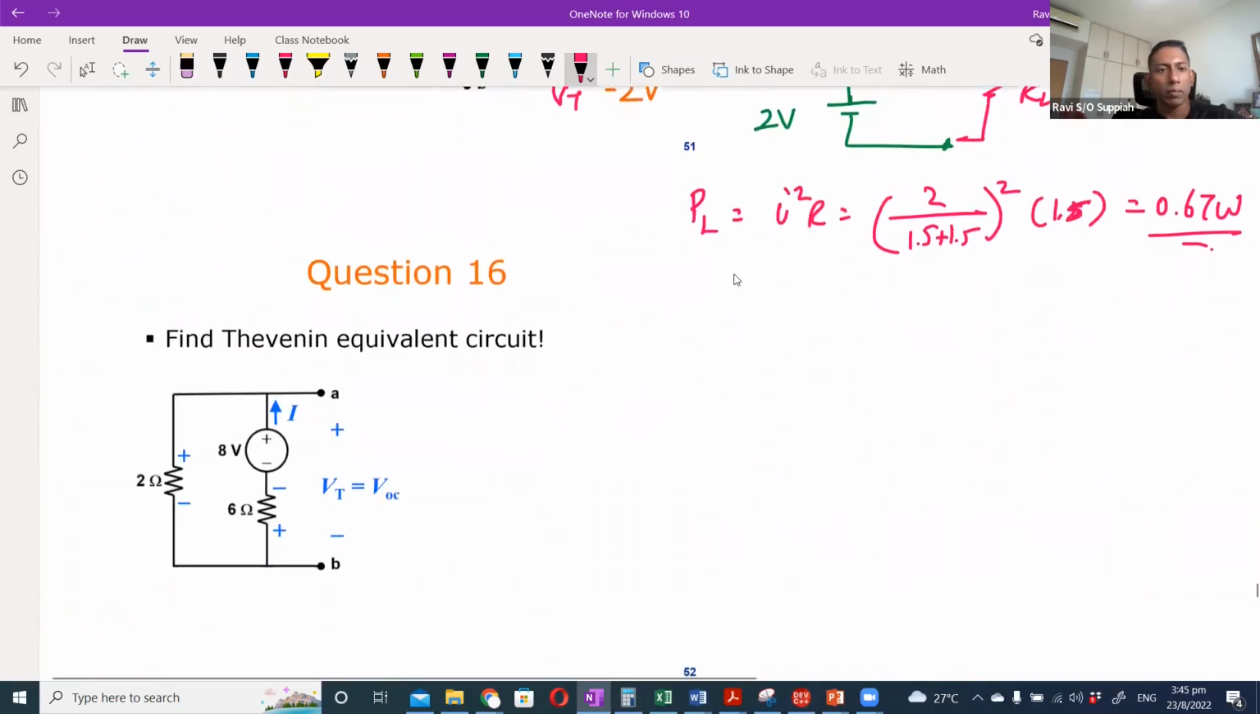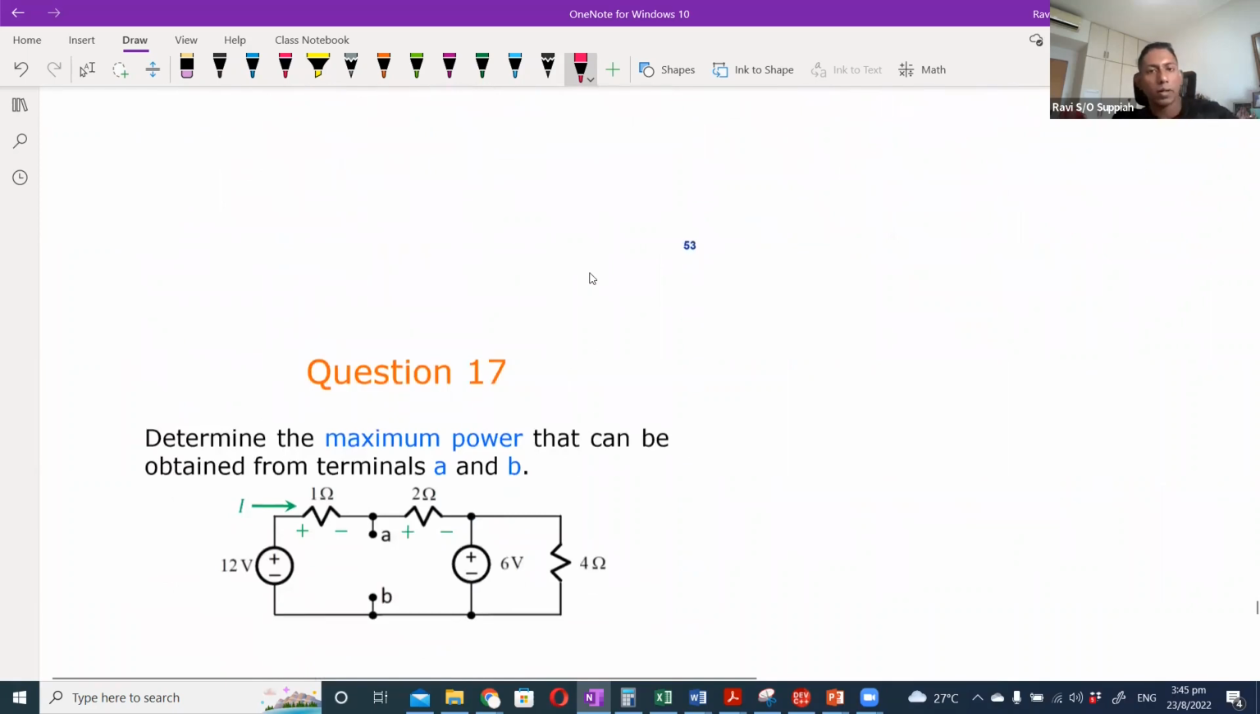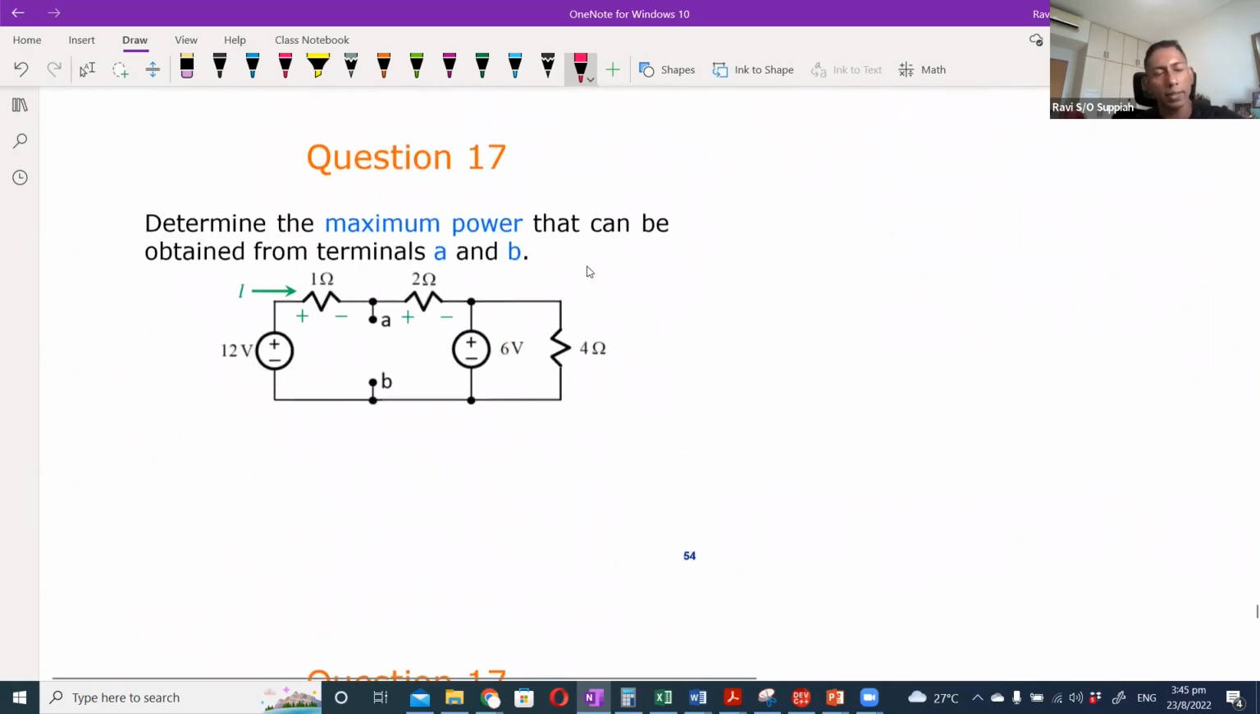So let me proceed on. These are all the workings. Question 17 is the same. To find the maximum power, again, you find the Thevenin's equivalent. So let's go ahead. I will usually find RTH first, but it's up to you, whichever way you want to do it.